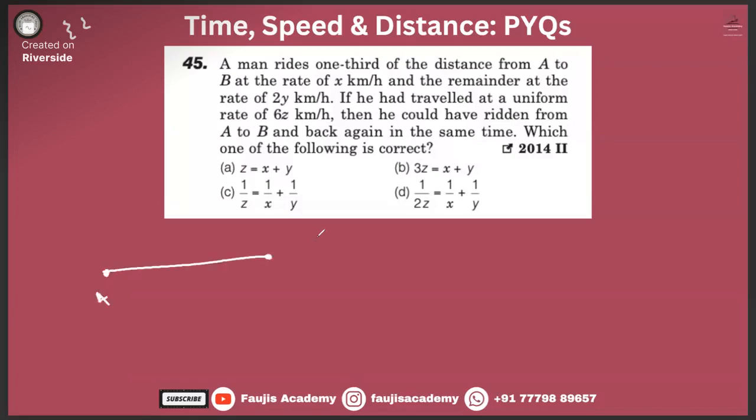So this is your A, this is your B. And this is, let's say, a 1/3 distance. Let's call it O. This distance he travels at the speed of x kmph, and this distance he travels at the speed of 2y kmph. Had he been traveling at the speed of 6z, then this distance would have taken as much time as it would have taken for this one, right?